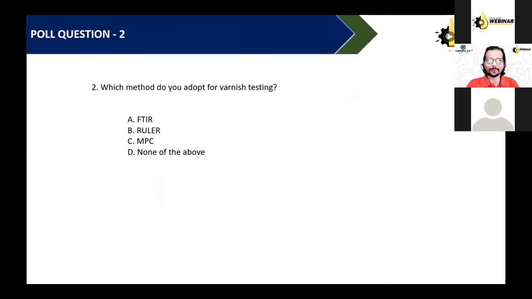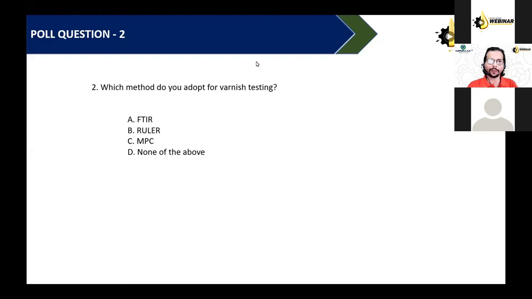Okay, it's time for one more poll. Please participate honestly. Which method do you adopt for varnish testing? Varnish is a silent killer for lubricant. And nowadays, it is coming like a big challenge. As our technology is going high, we are going for much more higher pressurized lubrication system, then very high temperature operating condition. So varnish is a big challenge nowadays, especially for the steel plant, gas turbines, and then super critical turbines.